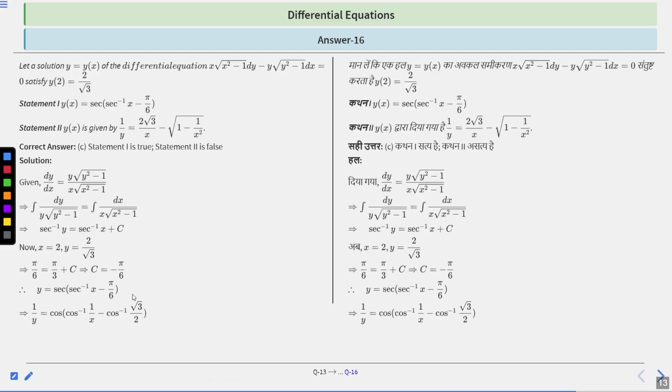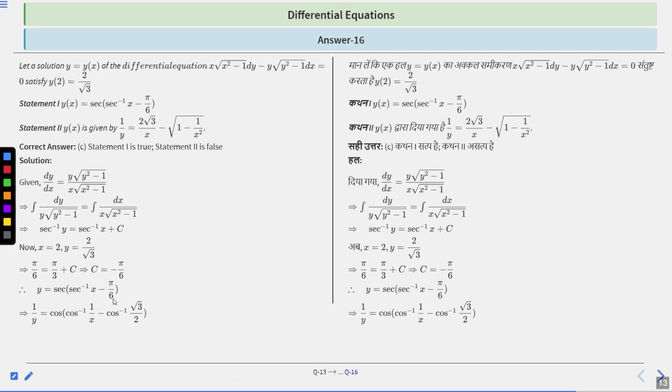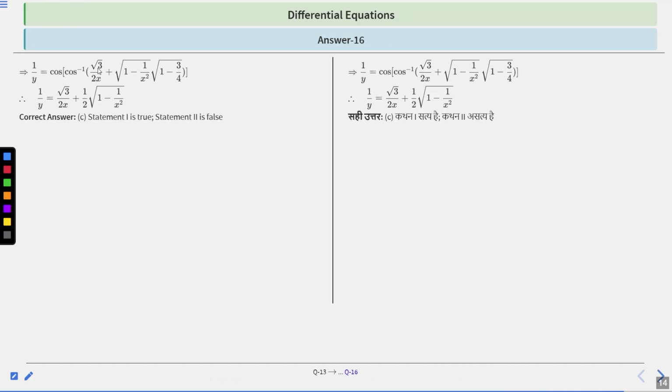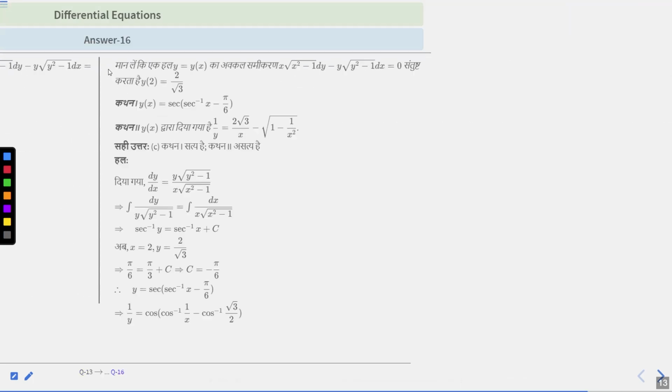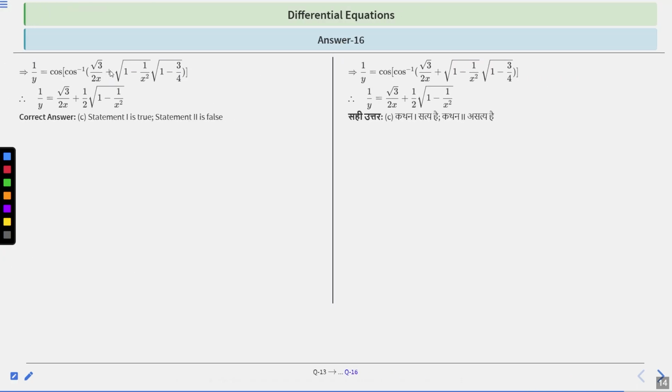Alright. So after solving, see, cos inverse A minus cos inverse B is basically cos inverse of AB plus root over 1 minus A square into root over 1 minus B square. Therefore, we got 1 by y is equal to cos of cos inverse root 3 by 2x, because A is 1 by x and B is root 3 by 2. Right, therefore cos of cos inverse root 3 by 2x plus root over 1 minus 1 by x square into root over 1 minus 3 by 4, which is equal to 1 by y is equal to root 3 by 2x plus 1 by 2 root over 1 minus 1 by x square, right?